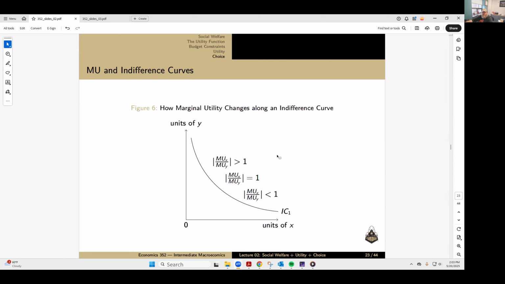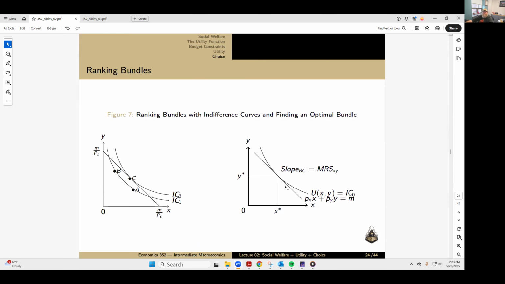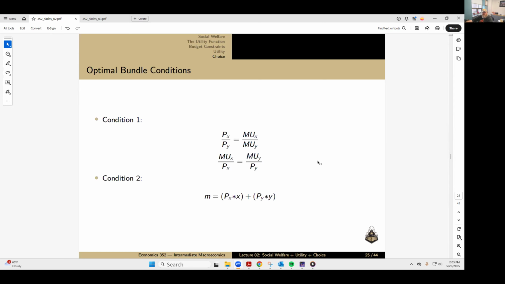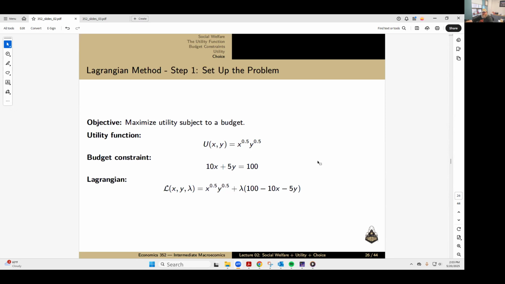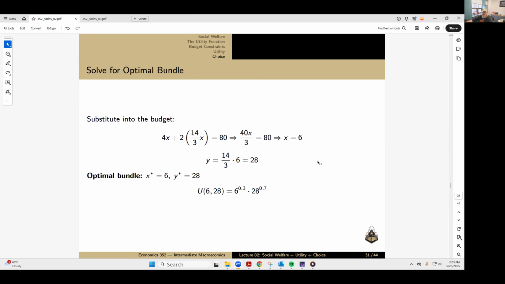And so then we found out, or I illustrated to you, that optimal bundles can be found at the tangency between the slope of the budget constraint and the marginal rate of substitution, with the marginal rate of substitution just being the slope of the indifference curve. So we do a little bit of calculus, a little bit of algebra, and this allows us to get at those optimal bundles.